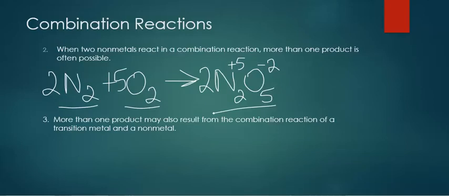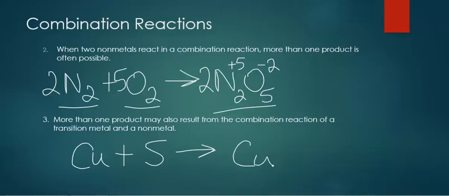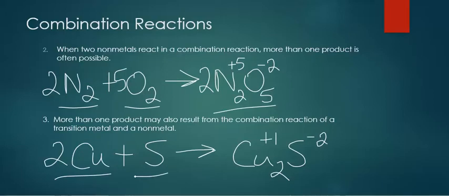Number 3, in a combination reaction of a transition metal, like copper, plus a nonmetal, you can have more than one product, but we're going to use the most common oxidation state. Copper is in group 1B, charge of +1. Sulfur, -2. So Cu2S would be the product here. So combination reactions for our purposes, 2 elements combine to produce one product.